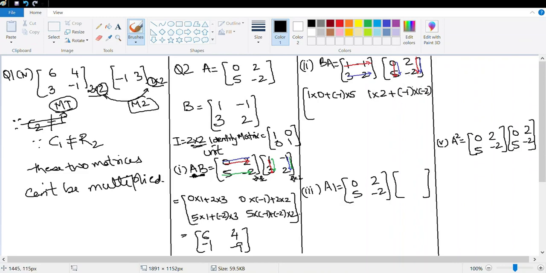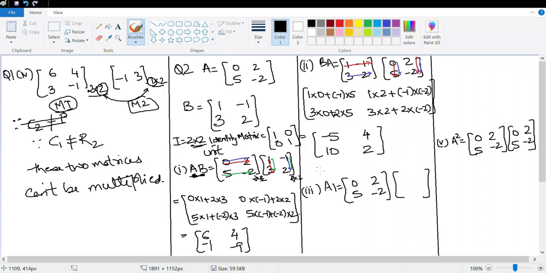Let's look at the next one. This is 3 into 0 plus 2 into 5 and there will be 3 into 2 plus 2 into negative 2. So 1 into 0 is 0 and this is negative 5. This is 2 and plus 2, that's 4. This will be 3 into 0 is 0, 2 into 5 is 10, 3 into 2 is 6 and this is minus 4. So 6 minus 4 gives me 2.